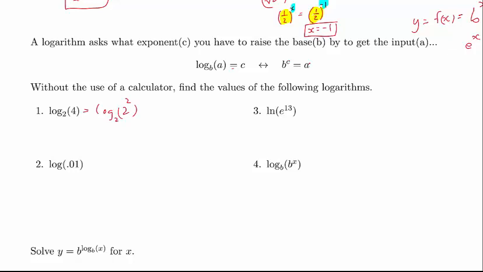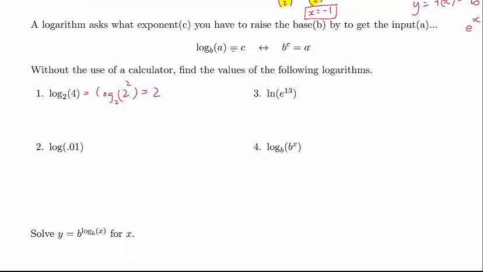Well, I need a 2 exponent, right? So the answer to that question is 2. All right, and if it was log base 2 of 8, well, that would be log base 2 of 2 to the third power. So what exponent do I have to put on that 2 to get 2 cubed? 3.